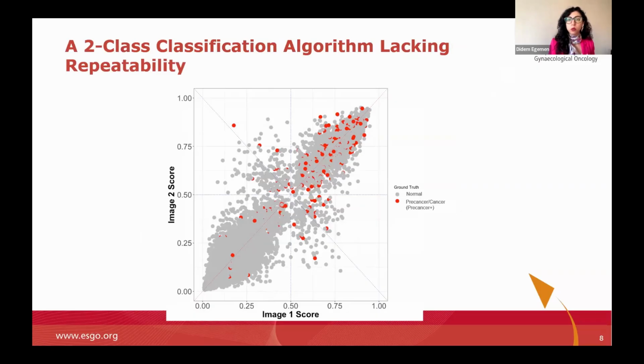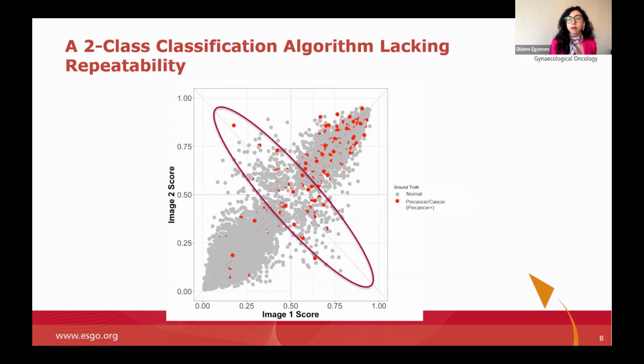But in our early studies, we were only working on 2-class classification. So we were asking the algorithm to identify each image as either normal or precancer/cancer. And here, the x-axis is the first image score and the y-axis is the second image score from the same individual. When we plot them, we see a sort of butterfly shape. This middle part is the problematic area. What this means is that their first image might be classified as normal, but their second image is precancer, or vice versa.